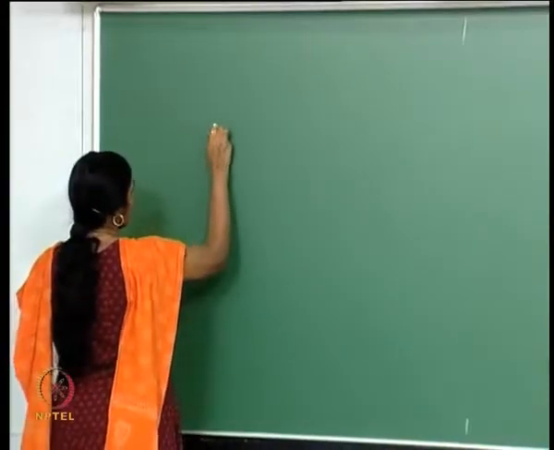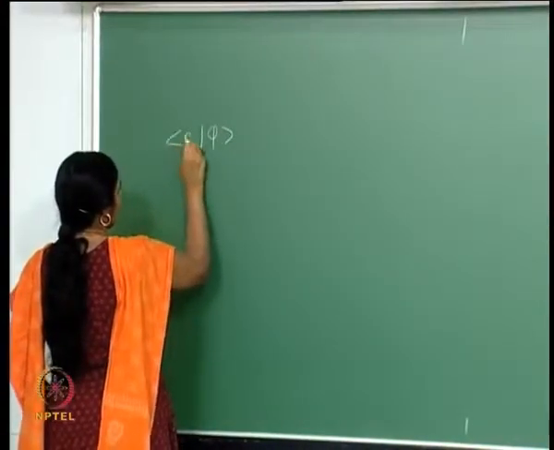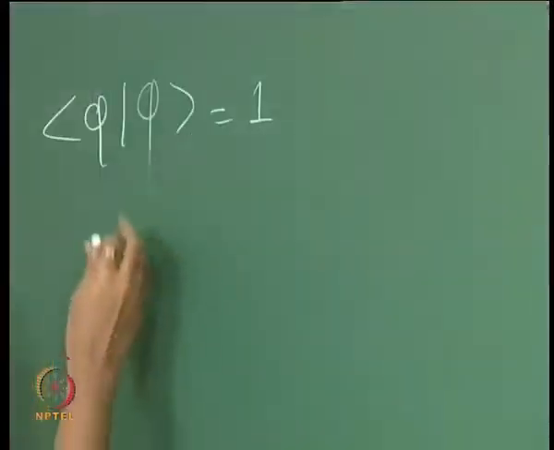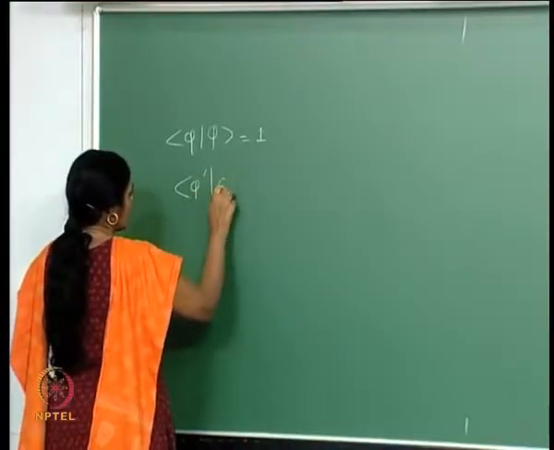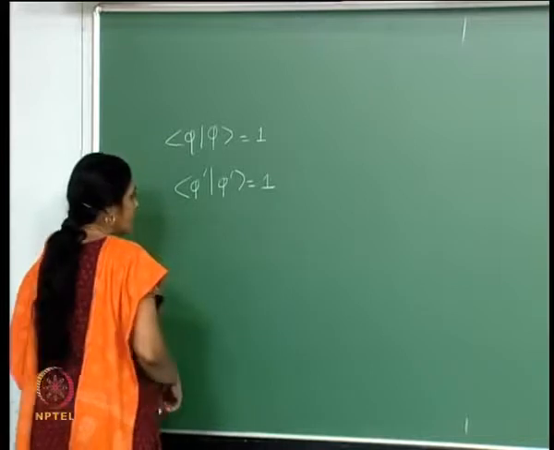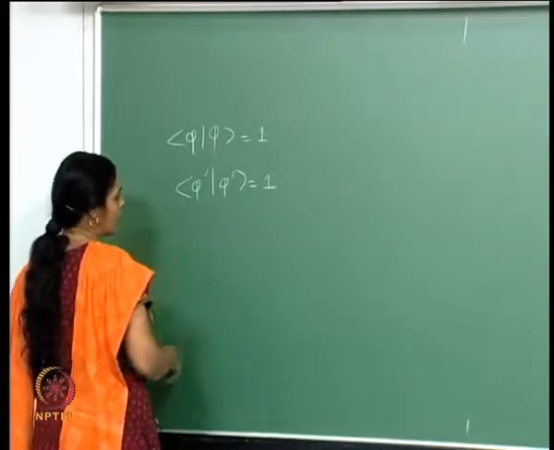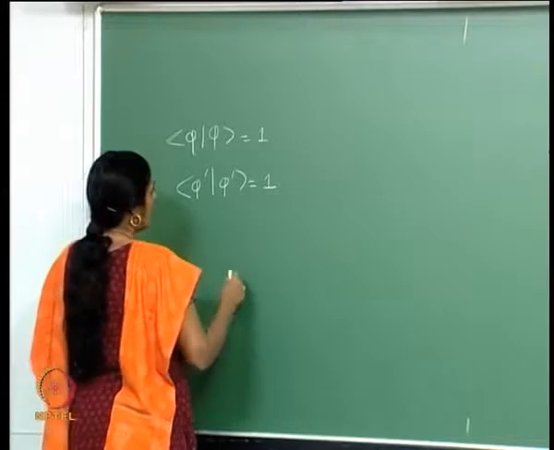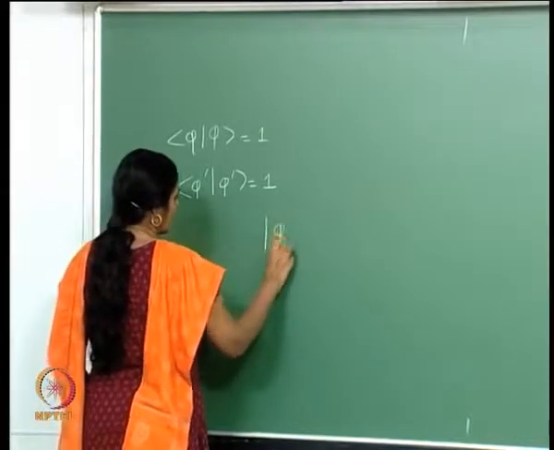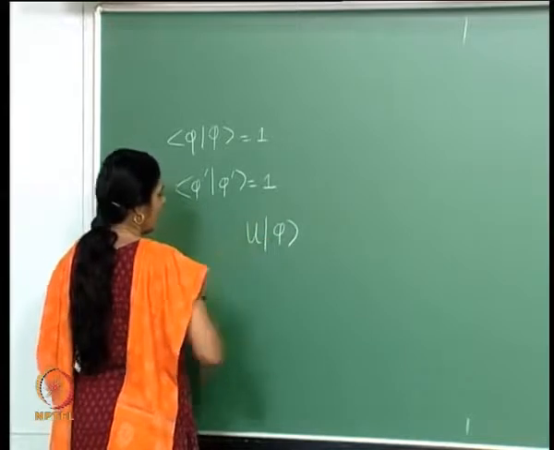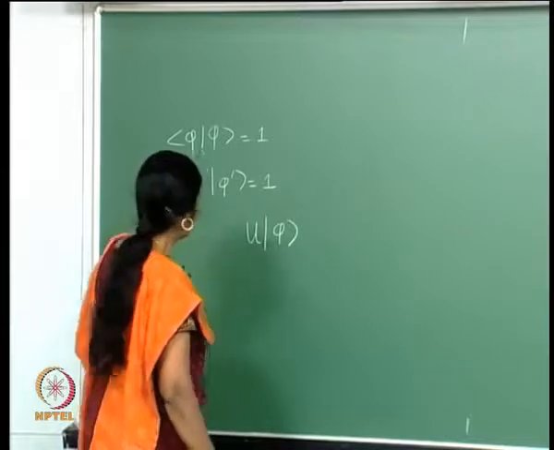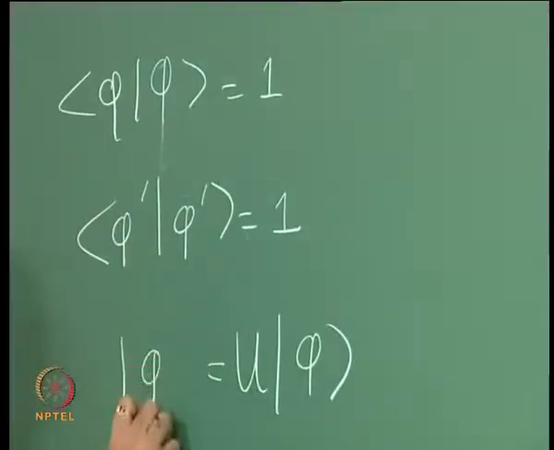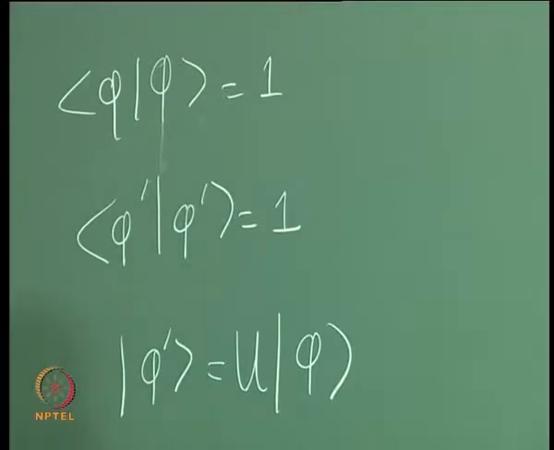In general, suppose phi is normalized to 1. In this case, it could well be Ex, and phi prime is also normalized to 1. This could be Ex prime. It is clear that I have operated on phi with some operator U. In this particular example, it was the Hadamard operation, to give me phi prime. U is an operator that acts on this state to give me that state.